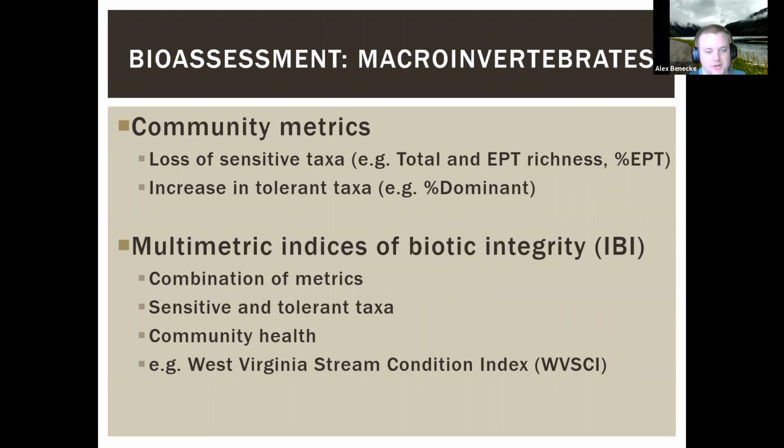So these multi-metric indices of biotic integrity are sometimes referred to as stream condition indexes, or SCI, and we'll be covering the West Virginia Stream Condition Index. They rely on characterizing reference conditions in the region that you're interested in, and identifying key biological attributes that respond to changes in stream conditions that you might see. So it incorporates multiple biological and community level characteristics.